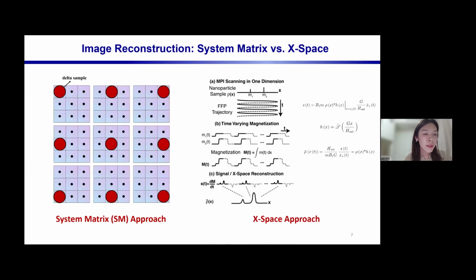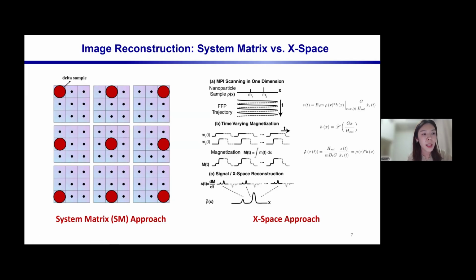Once we've collected all the raw signals, the next big challenge is image reconstruction, so basically turning those voltage signals into a picture. In MPI, there are two main ways to do this. First is the system matrix approach, and another one is the x-space approach. So let's start with the system matrix approach.